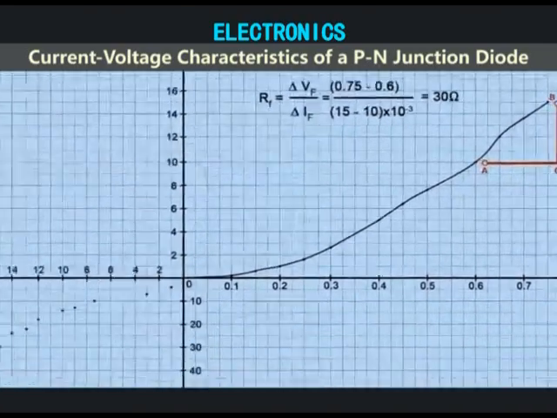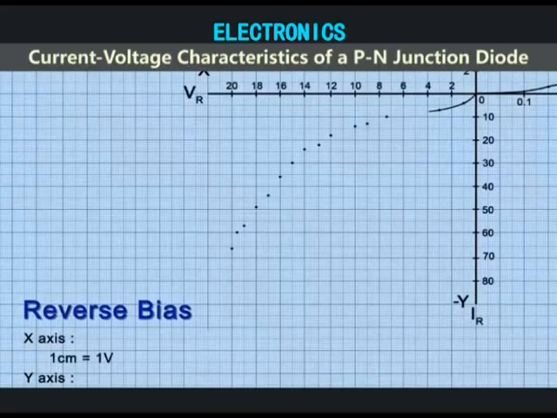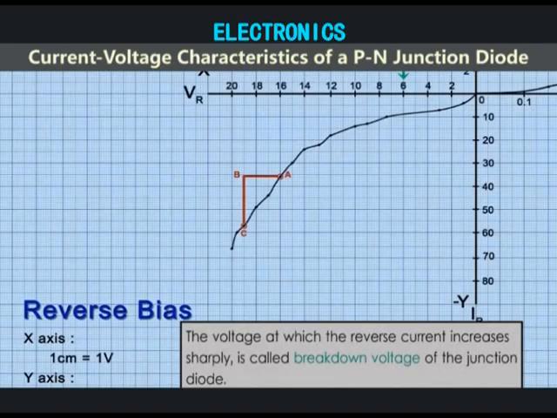In reverse biasing, when the reverse bias increases, there is a very small reverse current flow which remains almost constant, independent of the bias voltage. But when the reverse bias increases to a sufficiently high value, the reverse current suddenly increases to a large value. This voltage at which the reverse current increases sharply is called the breakdown or Zener voltage of the junction diode.